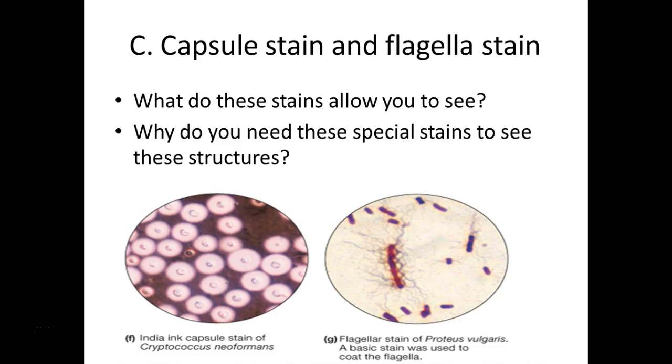So as we already said, these are easy, right? The stain tells you what you're looking for, right? Capsule stain, we're looking for capsules. Flagella stain, we're looking for flagella. Why do we need these special stains to see these structures?